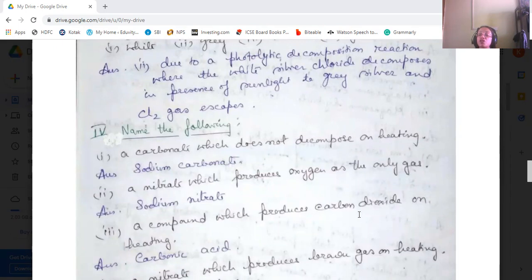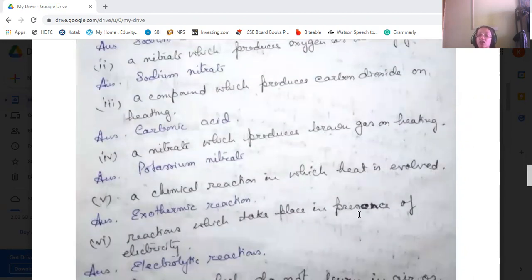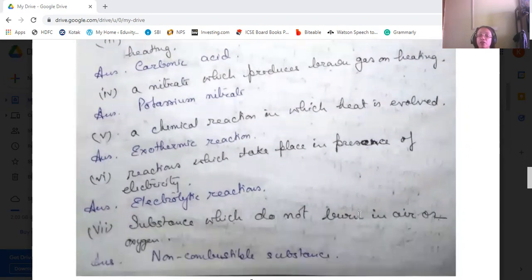Then name the following. A carbonate which does not decompose on heating: sodium carbonate. A nitrate which produces oxygen as the only gas: sodium nitrate. When sodium nitrate decomposes, it produces oxygen. A compound which produces carbon dioxide on heating: carbonic acid. Carbonic acid, when heated, decomposes and produces carbon dioxide. A nitrate which produces brown gas on heating: potassium nitrate. When it is heated, it will produce a brown gas of nitrogen dioxide.